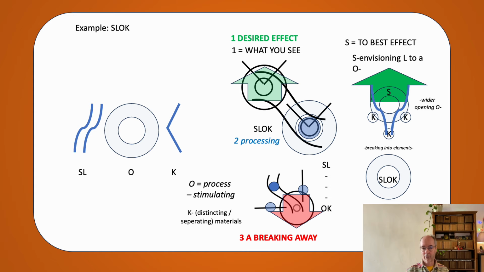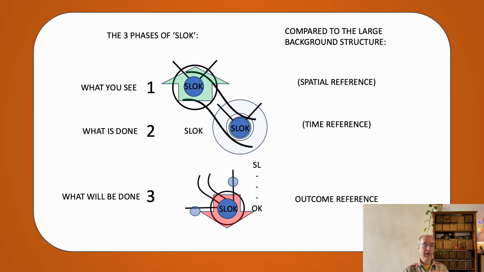The purpose is, like with the K, discriminating, distinguishing, separating the materials, so that we get rid of what we take in, and it's going away somewhere else in a reorganization. So these are the three parts again. What you see is the first part, what is done is the second part, what will be done with it is the third part. The spatial reference, the time reference, and the outcome reference.